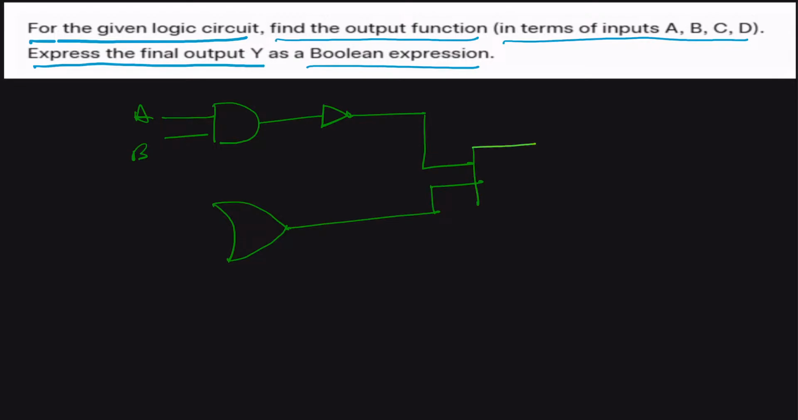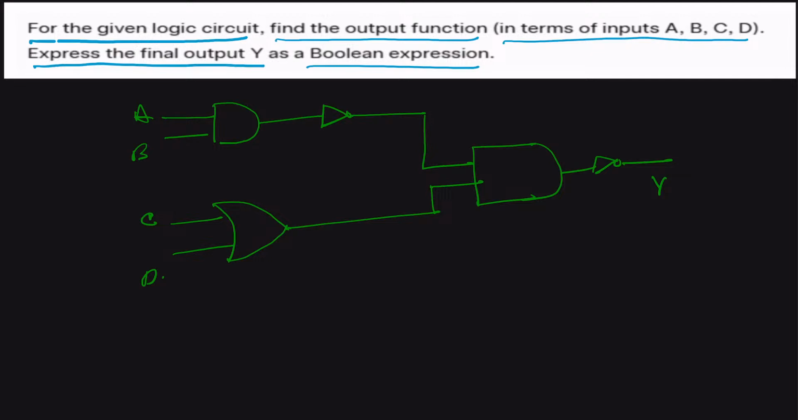Okay, so the first one is our AND, this is A and B. Then there is our NOT, and here we are having our OR. Sorry, it's OR, not NOR. And here it is given to us another AND, and finally there is NOT, and it is our C and D. So we have to find out the expression for our Y. Okay, that's a basic question.